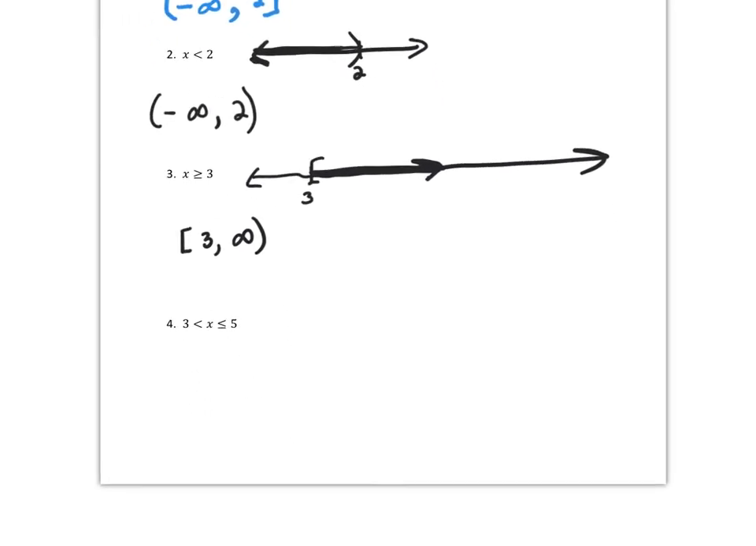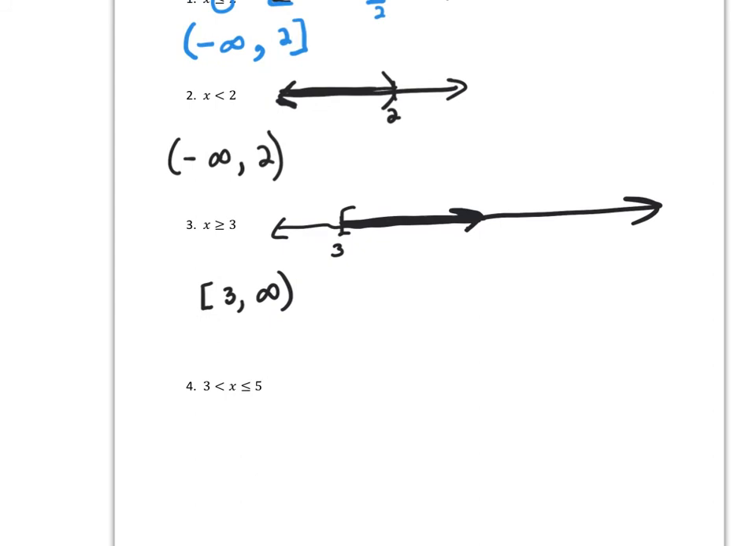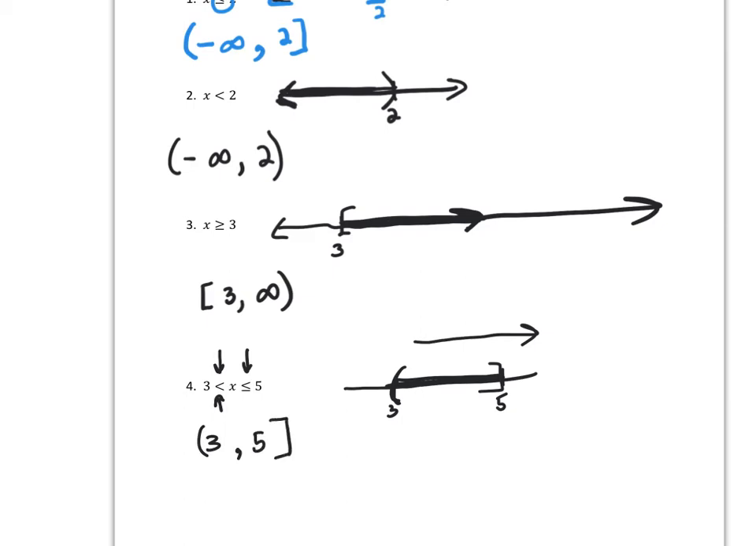Now, number 4, what we have is a compound inequality, because we have two inequality symbols. And what that means is x, or your solution, is in between a 3 and a 5. The 3 is not included, so that's a parenthesis, and your 5 is included, that's a bracket. You shade in between. Look at your number line and read left to right, and write your interval notation. Your solution starts at 3, it's not included because you do not have an equality sign underneath there, and it goes up to 5, and 5 is included, that's a bracket.